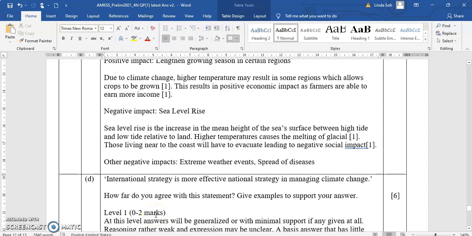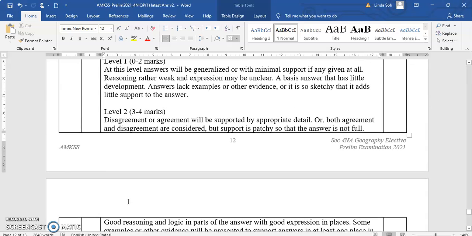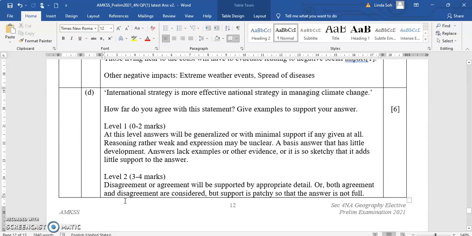Then for your conclusion, which strategy is better, international or national? You can use scale as a factor to say that international strategy is better because there are more countries involved, so it will work at a larger scale. Take note of all this. Please go and complete your corrections. I hope that you will find all these videos helpful. Continue to study, and all the best for your N levels.